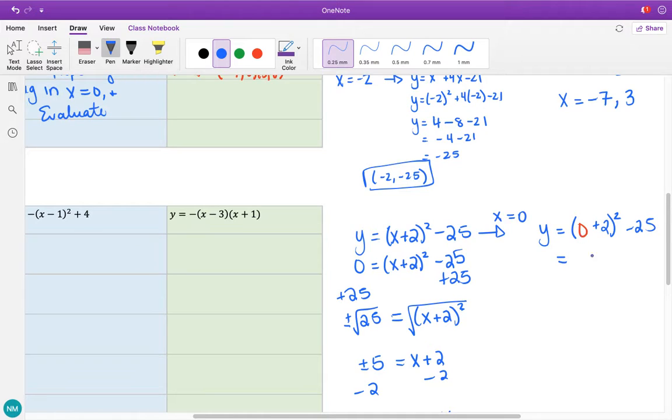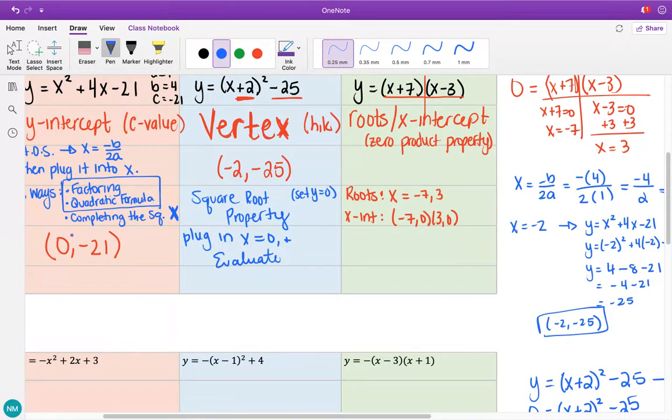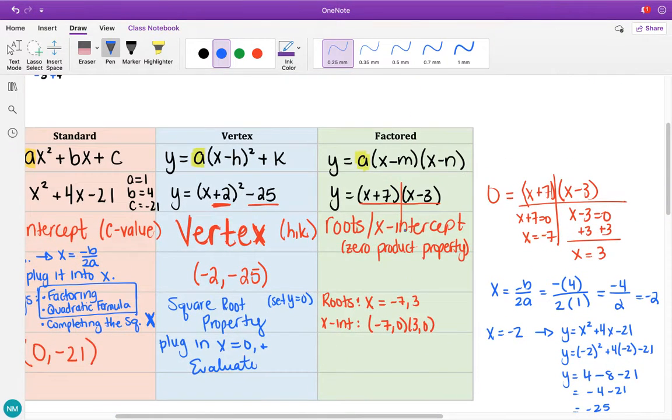So I get 0 plus 2, which is 2, squared minus 25. And so we get 4 minus 25, which is negative 21. So y equals negative 21, which should be the same thing. Yep, negative 21. So 0, negative 21. And lastly, if we are in factored form, what is the protocol for all of this?